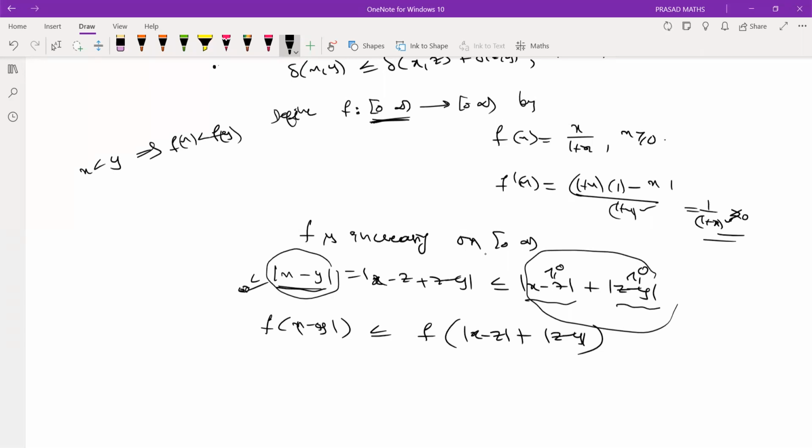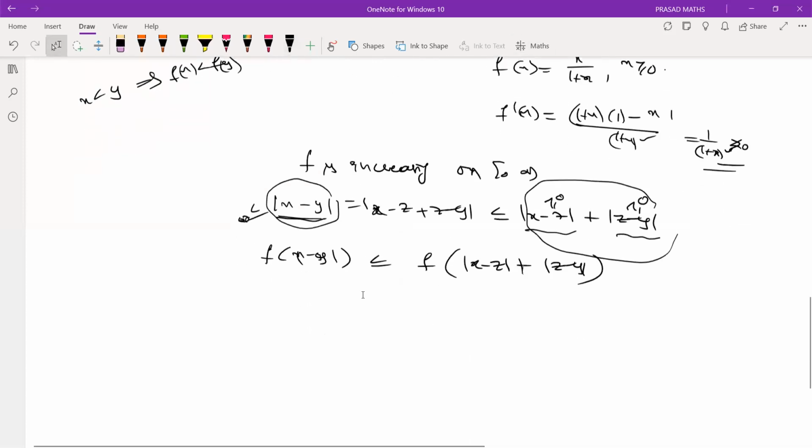This is an important step. So put it in the chat box. Is it clear, all of you? Yes, sir. Okay. So therefore, this is nothing but what actually? What is my f of x? My f of x is nothing but x by 1 plus x. So is there any doubt? Yes, okay.